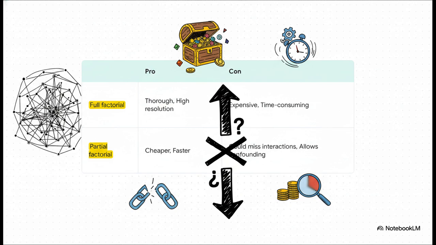Now, a fractional design is way cheaper and faster. It might take those 1,000 runs and cut them down to 64, or even 32. The savings are just astronomical. But that efficiency comes with a price. You might miss some of the more complex interactions, and more importantly, you introduce a serious problem called confounding.